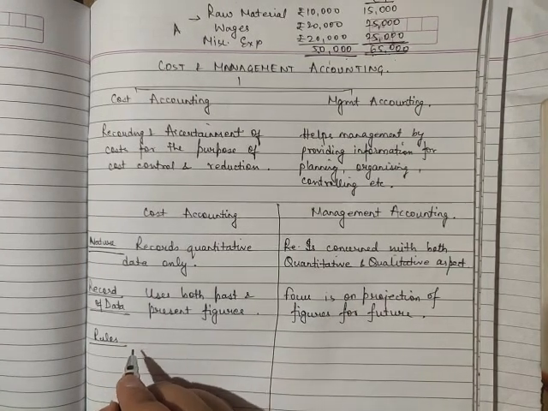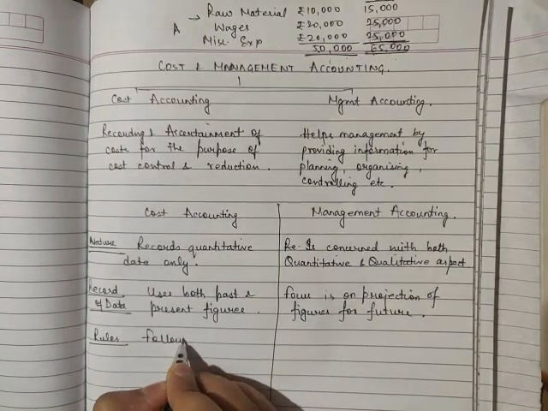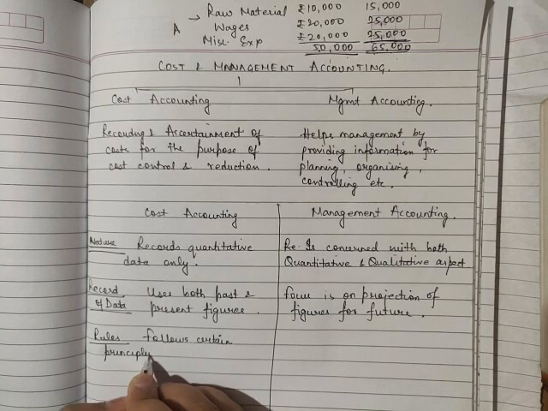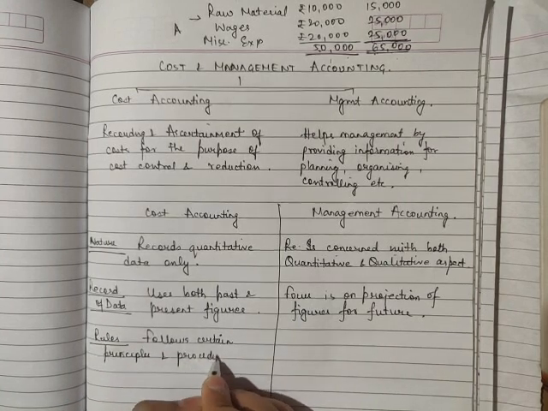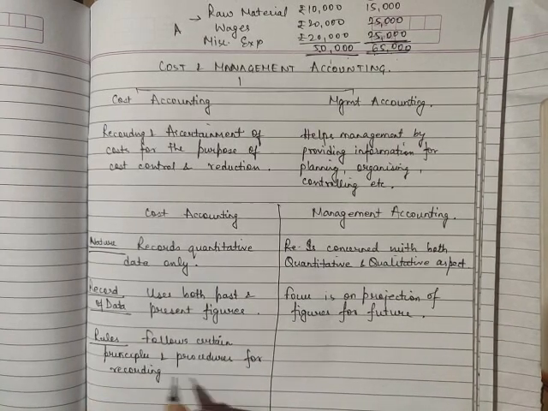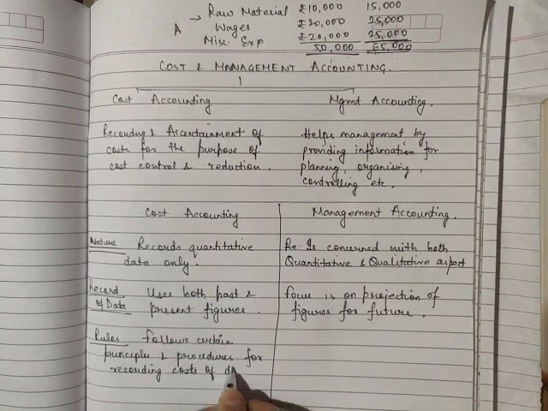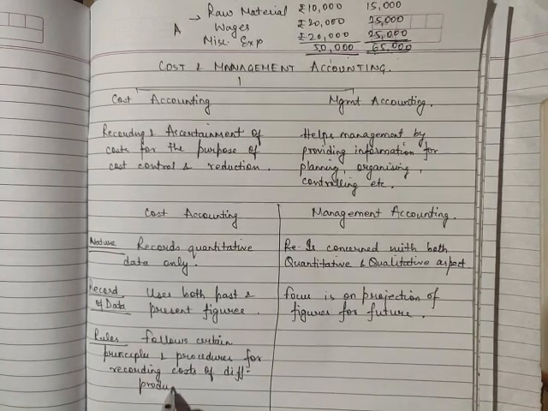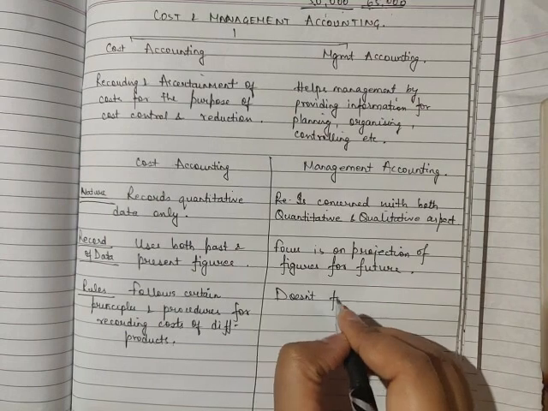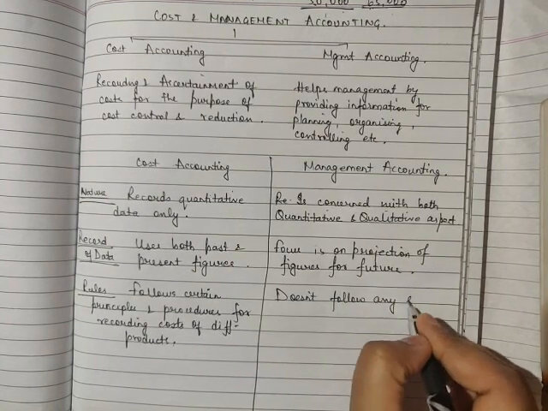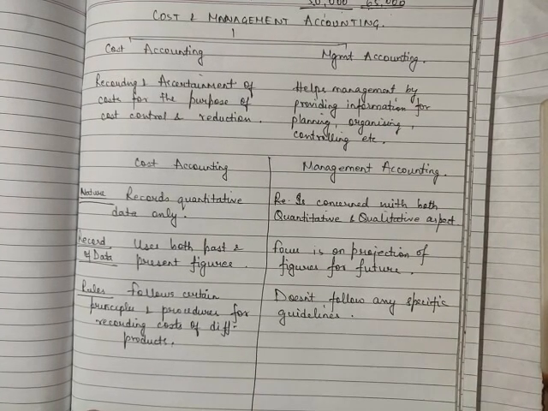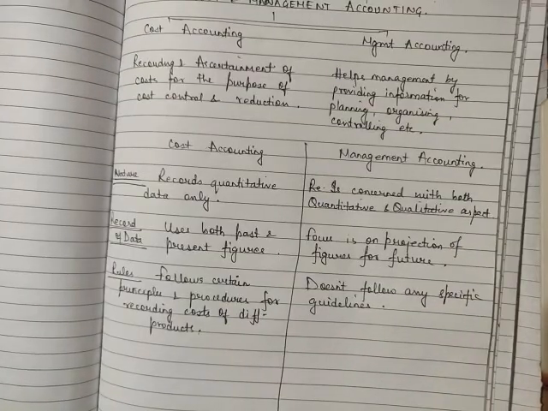So, where cost accounting follows certain principles and procedures for recording costs of different products, management accounting doesn't follow any specific guidelines. It is up to the management to decide what course of action to take basis the given information.